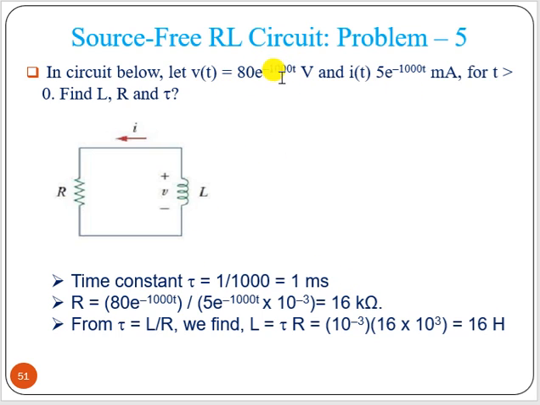Now tau, we can find out from the equation itself, and tau is L by R. So L is nothing but tau into R, that you can find out.